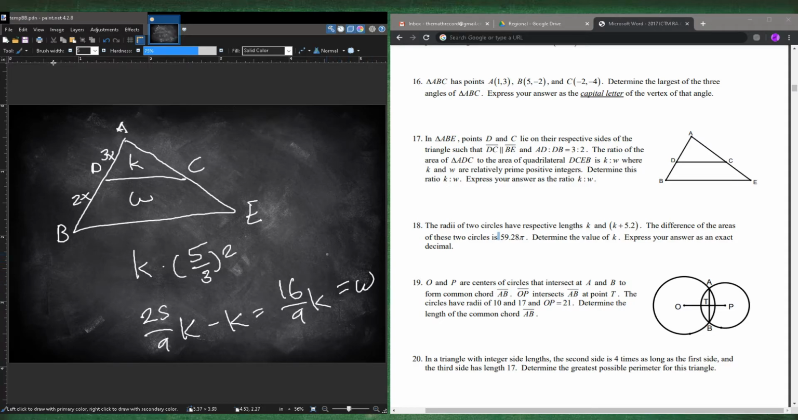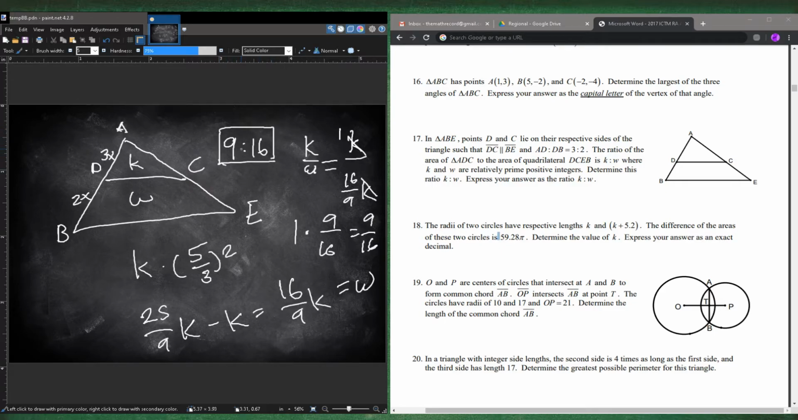So the ratio for 17 between our triangle K to W, so K divided by W. We already know our W is 16 over 9 K, so it'd be K divided by 16 over 9 K. So this is just 1 over 16 over 9. Dividing is the same thing as multiplying by the reciprocal. So it's just 1 times 9 over 16, which is 9 over 16. So the ratio for number 17 is 9 over 16. You have to write the syntax, so 9 colon 16, and that's your answer.